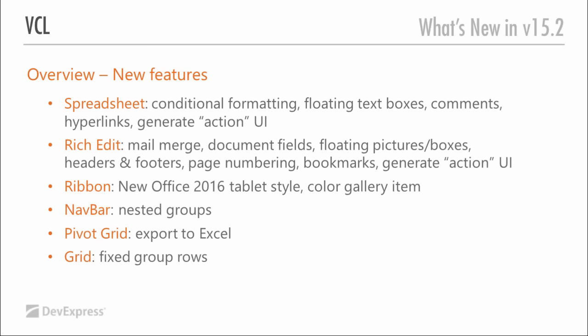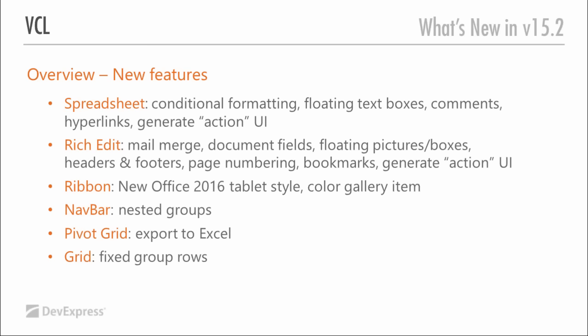The other big control, if I may call it that, is the rich edit control. It's grown too in functionality with mail merge, document fields, floating pictures and text boxes, headers and footers, page numbering, and so on. Again, we've added the design time capability to generate the ribbon or toolbar for the rich edit control in your app. The ribbon gains the new Office 2016 tablet style, as we call it. This reduces the screen estate used by the ribbon by reducing the size of icons and removing text. You'll see what I mean in a minute.